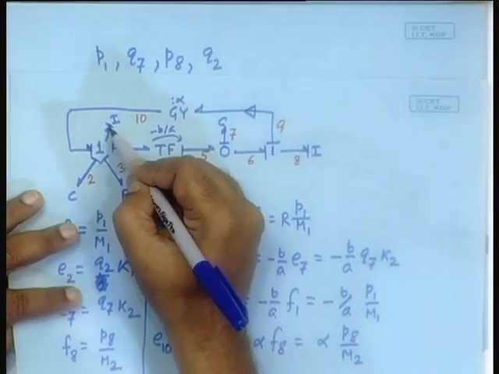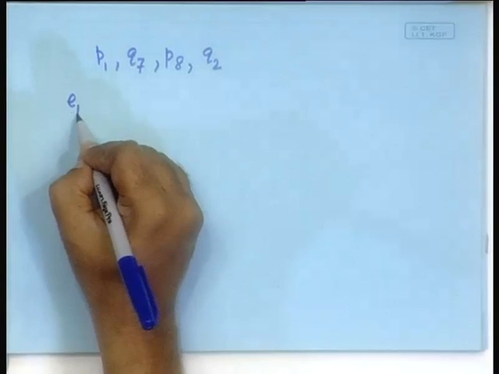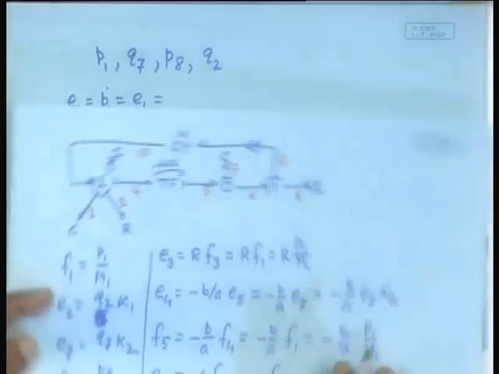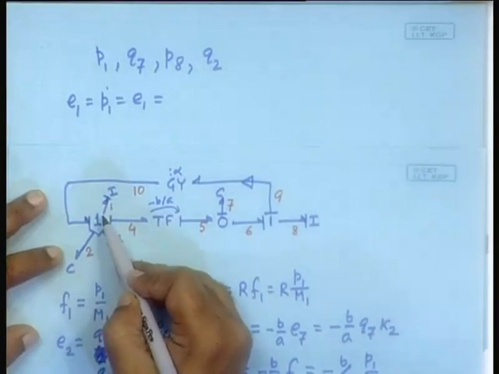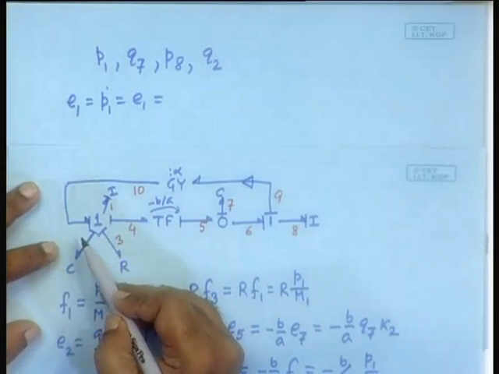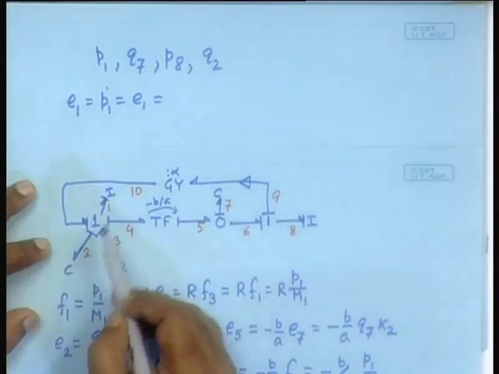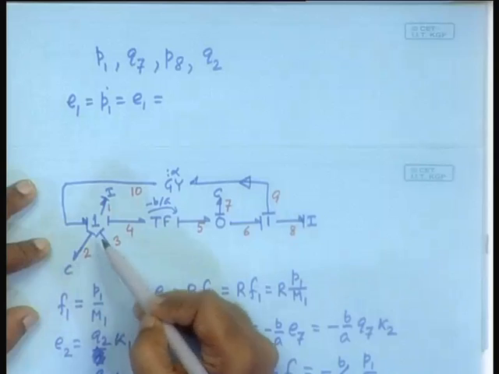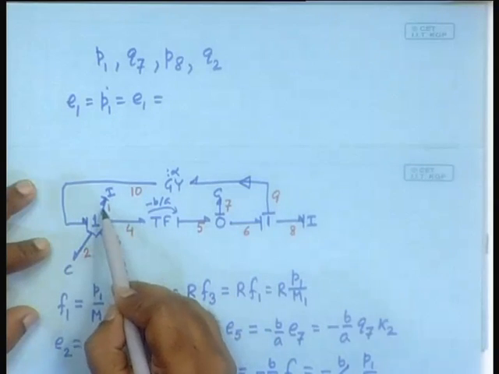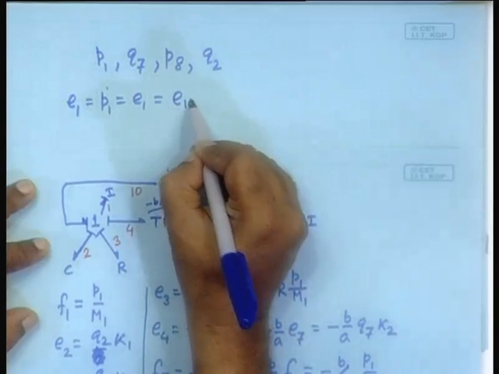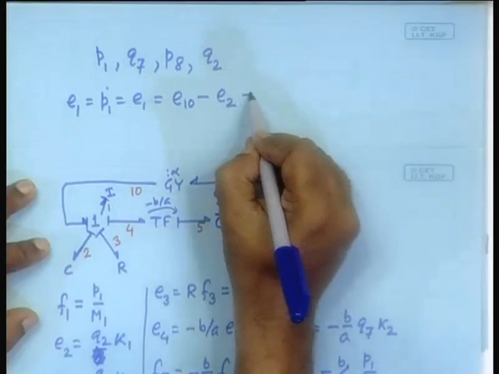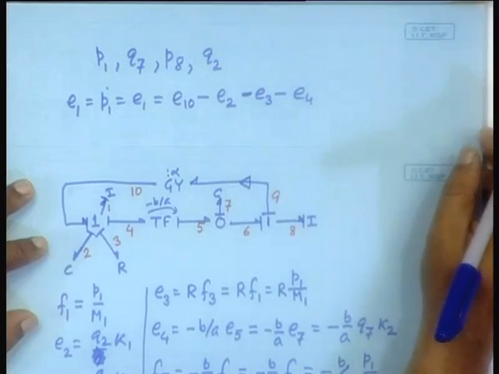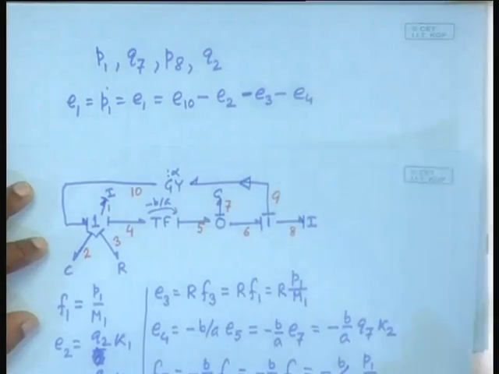P1, what does it receive from the system? E1. P1 dot is equal to E1, and this fellow comes from a summation of all this. So, we will write it as a summation. Notice now we have to do the power derivations correctly. E10 minus E2 minus E3 minus E4, right. Okay. Now, all these are probably known, just check.